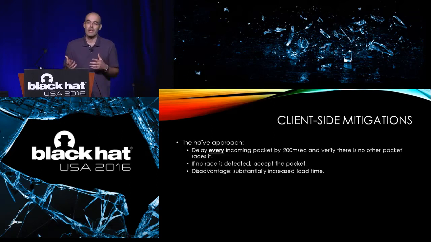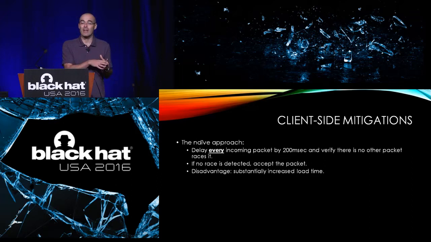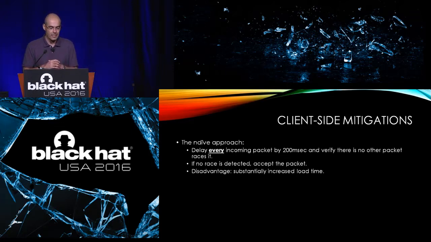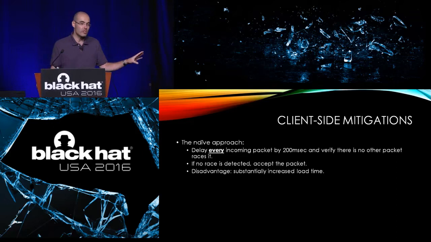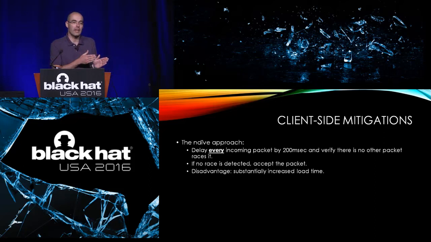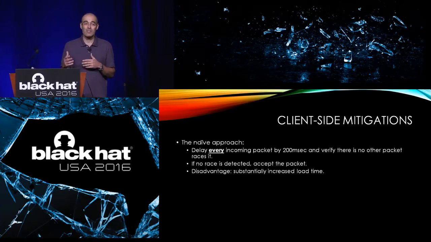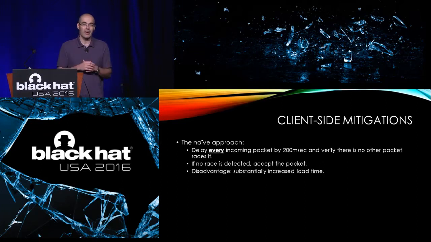The naive approach can be, for example, to just search for RST packets in the incoming traffic to the client, exactly the same way as we did in our monitoring system, but do it on the client. But this only allows us to detect the injection. In order to block the injection, we need to delay each and every packet by, say, 200 milliseconds in order to make sure that the current packet does not have other packets racing it. Only after 200 milliseconds without detecting a race can we let the packet pass. And 200 milliseconds per packet builds up to a lot of delay. It substantially increases the load time.